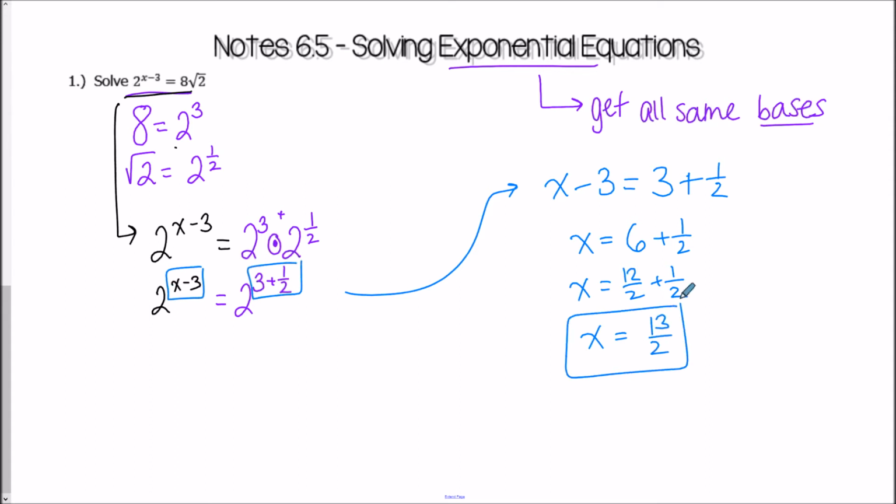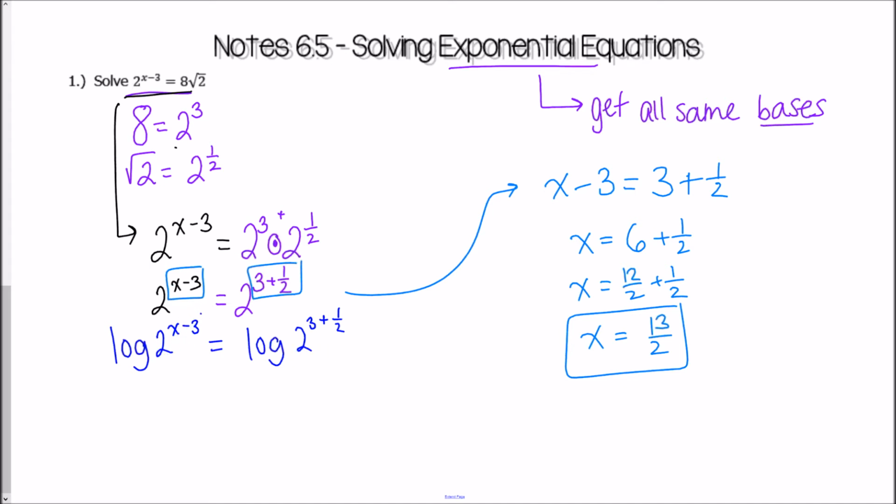But really quickly, I just want to show you why, using laws of logarithms, we're allowed to do this. What I would do is log both sides. So I get log of 2 to the power of x minus 3 is equal to log of 2 to the power of 3 plus 1/2. The log base is 10 right here because I arbitrarily decided to use 10, and that's an easy thing where I don't have to write the base down.